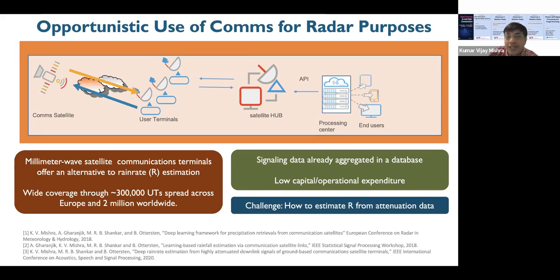But here at the user terminals, we don't have that luxury because it is just one-way transmission that is coming from satellite. And all we receive at the user terminal is the power. We know the power that was transmitted by the communication satellite, so we know the attenuation. So here the challenge is how to estimate rainfall from this data, which is the attenuation. If you know the power at the user terminals, and we already have the information from the satellite, I can find out how much is the attenuation.